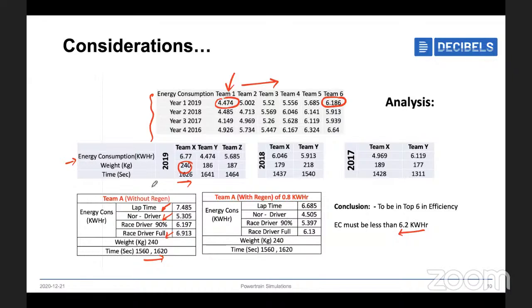This is without regen, and with regen we also have to think about it. With regen I'm coming to around 6.13 and 5.397. So if you're 100% sure that you can regen, or recuperate the energy from the braking events, then you can go with regen, or otherwise you can go without regen, and you can set your limits.